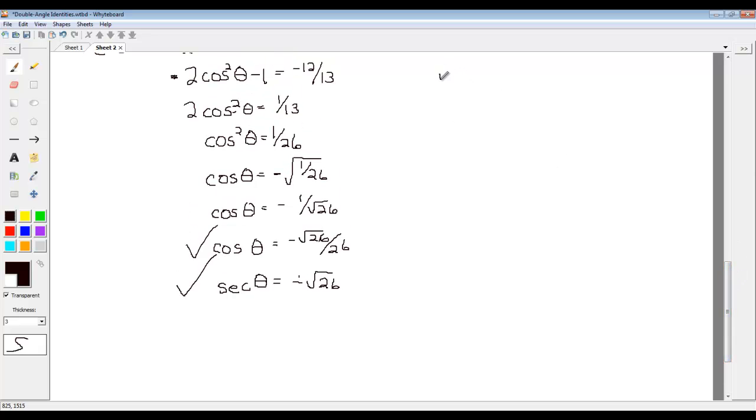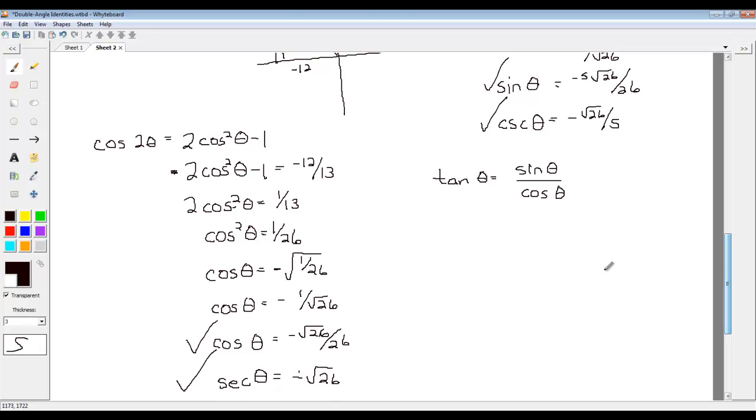All right, and then finally, tangent is sine over cosine. We found sine to be, let me go ahead and just use the negative 5 over square root of 26. We found cosine to be negative 1 over square root of 26. So tan is going to be reduced down to 5. And cotan is the reciprocal, so that's going to be 1/5.